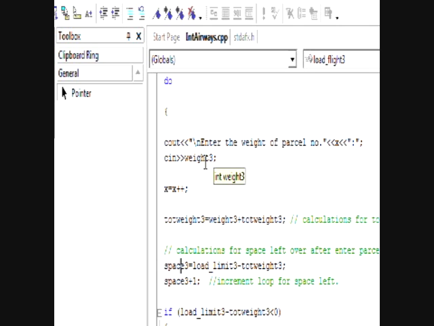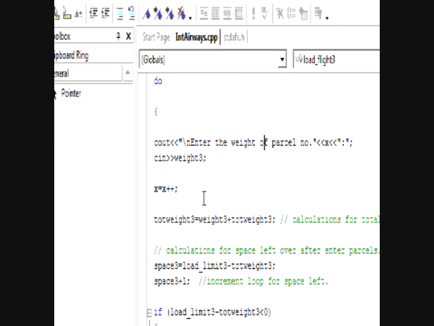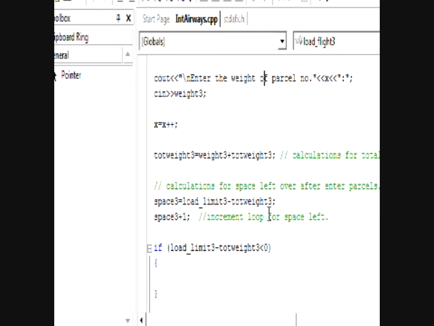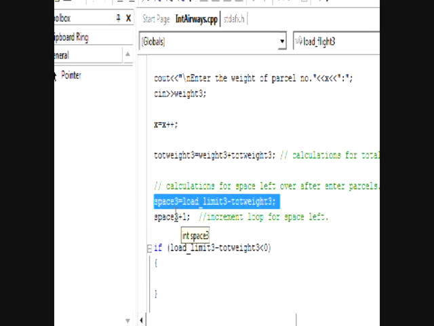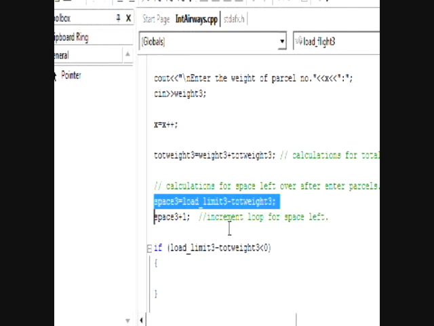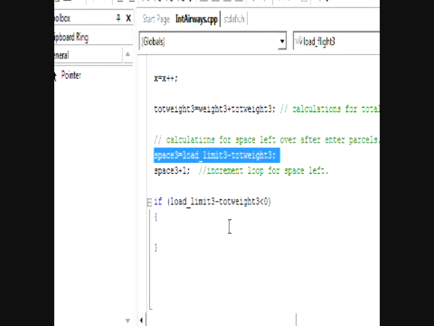So when we take in weight number 3, that's the weight of the parcels, total weight rate is equal to weight number 3 plus total weight rate, and then you calculate the space left over. So space 3 is equal to load limit 3 take away total weight, that's the total weight of all the parcels. Then we increment the load for the space left over.